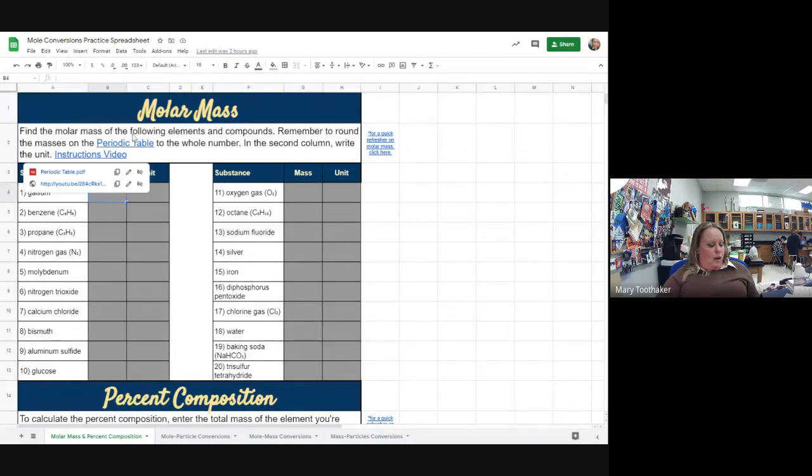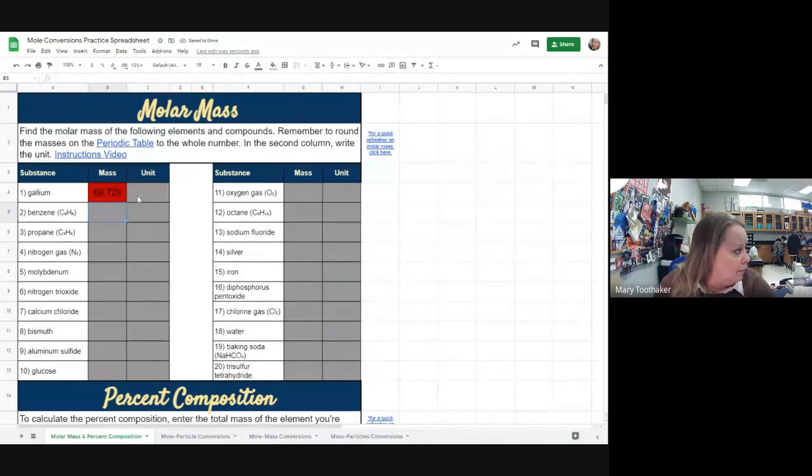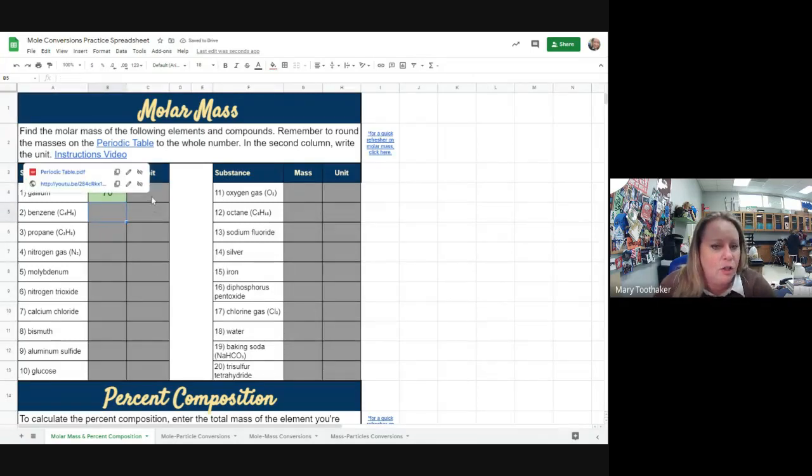Gallium, I'm going to find the molar mass of gallium, which is on the periodic table, and it is 69.723. This turns the cell red when it's wrong. I just told you that's what it was, but that's because we're rounding to whole numbers. So if you don't round it to the whole number, it's going to count it wrong by changing the cell red. So if you change it to the correct answer, it now makes your cell green. You can tell immediately if you are doing it correctly.